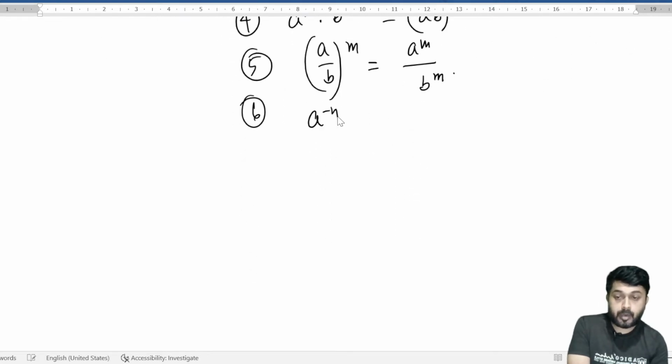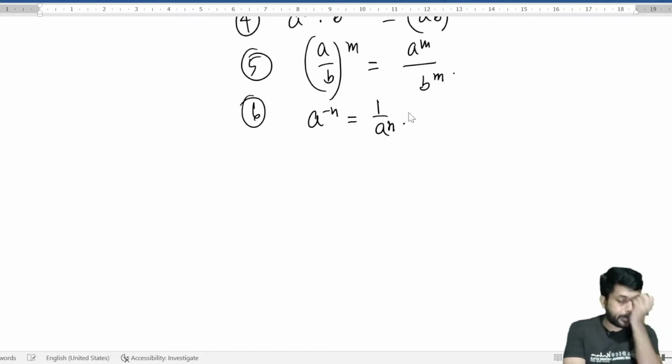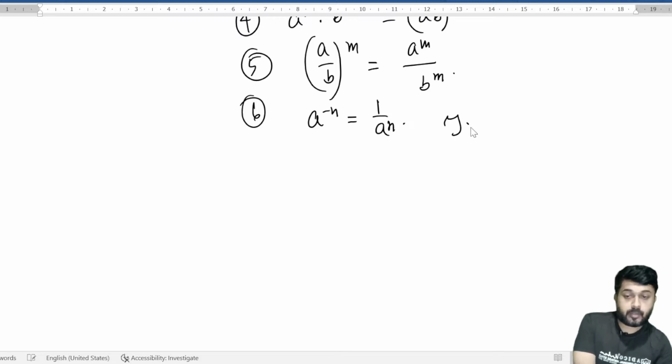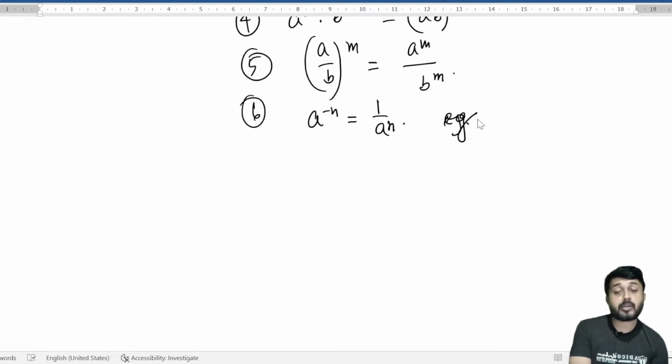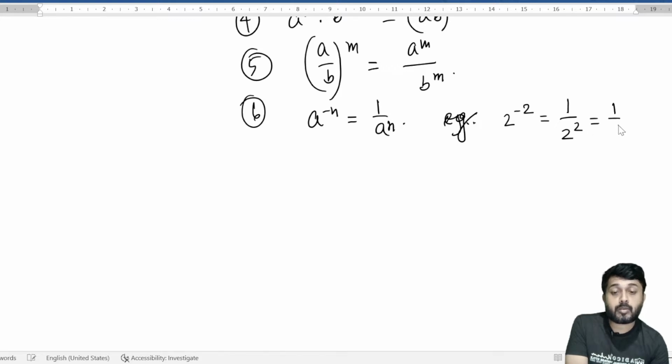Okay, now number 6. a to the power minus n is equal to 1 by a to the power plus n. This is very important. In physics, in the SI units of some quantities, you have to understand this. a to the power minus n is equal to 1 by a to the power plus n. An example of this I may give you is 2 to the power minus 2. What does that mean? That means 1 by 2 to the power plus 2, which means 2 multiplied by 2, right? 1 by 4, as simple as that.